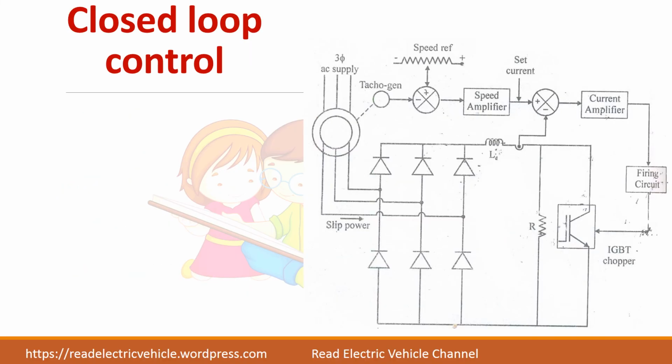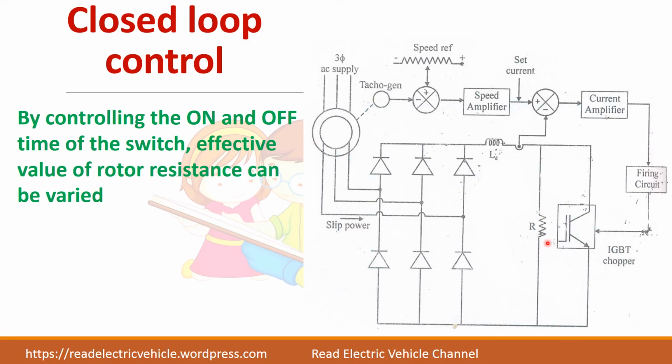Next we will see the closed loop control of the static rotor resistance control. You have a power electronic switch which needs to be turned on and off to control the resistance seen by the rotor circuit. How to turn on this IGBT? If you give a gate pulse it will turn on, and if you remove the gate pulse it will turn off. So how to control the on period of the switch, that is decided by the controller circuit. So this part is the power circuit and this is the control circuit.